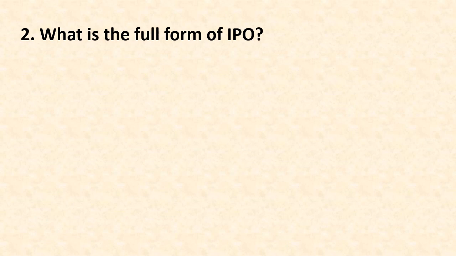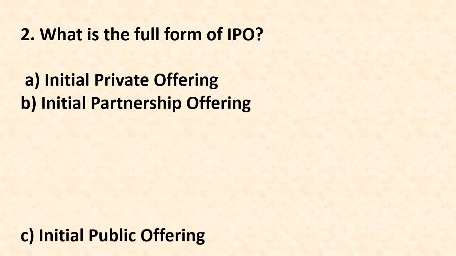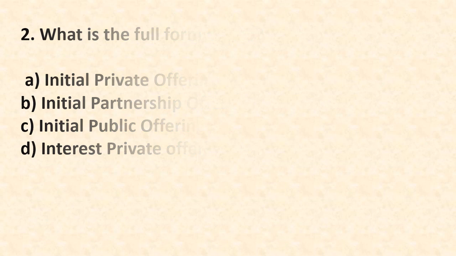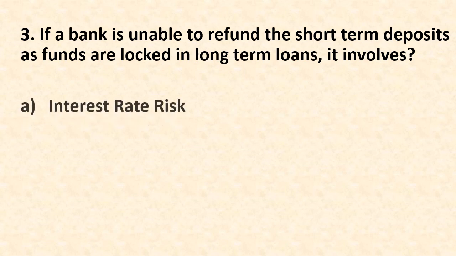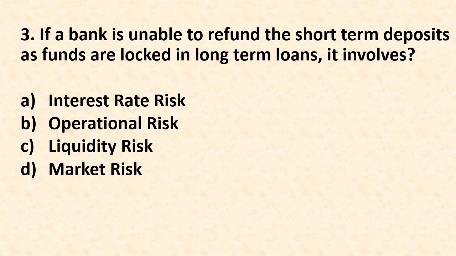Question number 2. What is the full form of IPO? Options are initial private offering, initial partnership offering, initial public offering, and interest private offering. The correct answer is option C, initial public offering. Question number 3. If a bank is unable to refund the short-term deposits as funds are locked in the long-term loans, it involves: options are interest rate risk, operational risk, liquidity risk, and market risk. The correct answer is option C, liquidity risk.